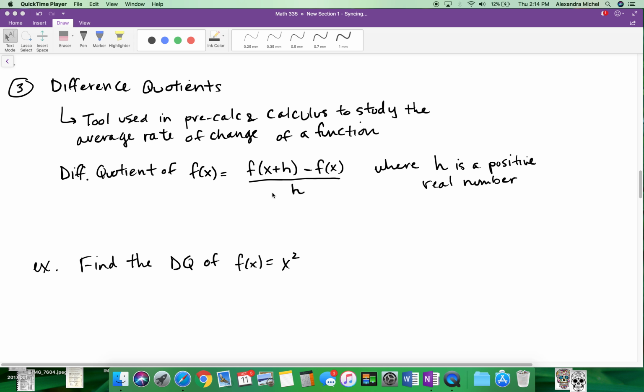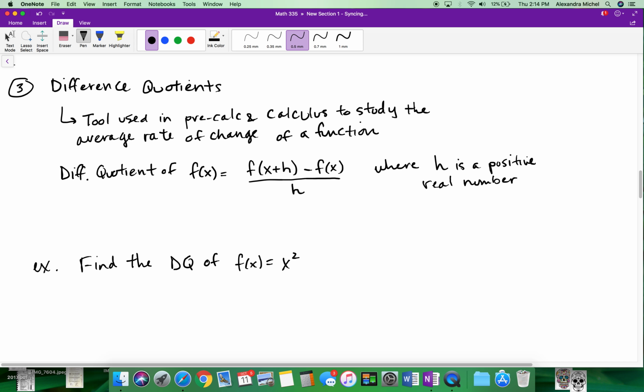So our next topic is difference quotients, and you may or may not have seen difference quotients before. So I definitely want to make sure that we're paying attention to this and get to see a few examples about it. It's not really that complicated. It just requires a little bit of simplification.